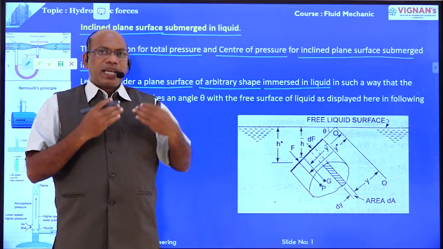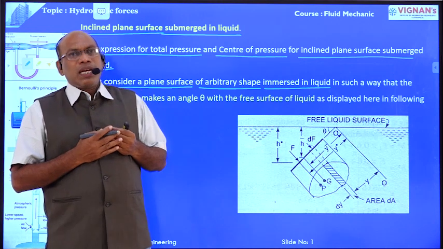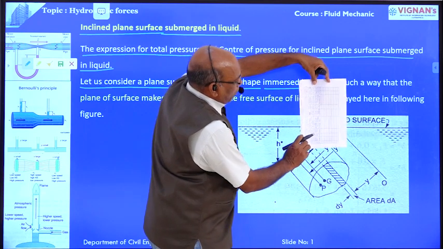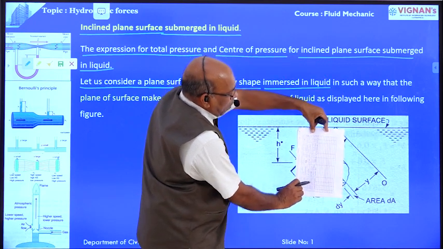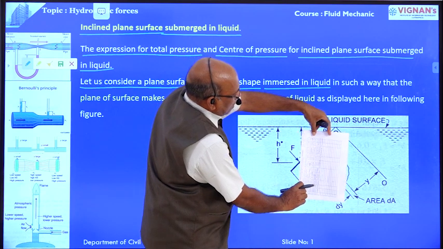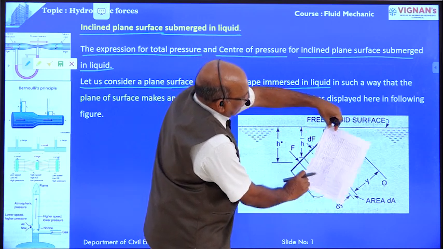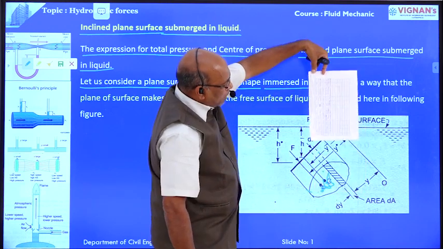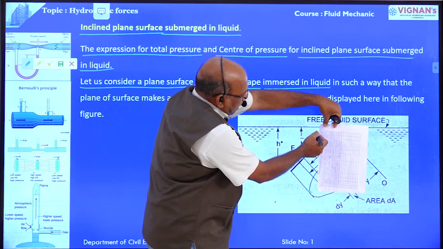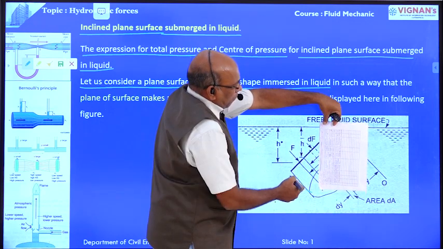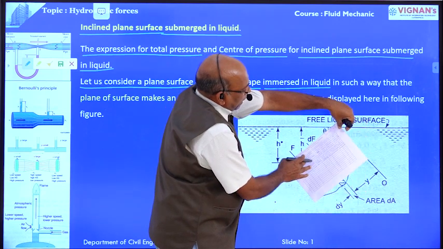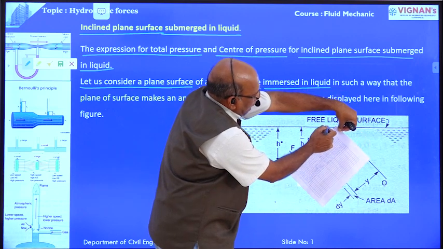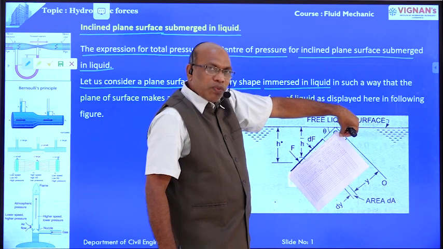Like the earlier case, the only difference is how the plane surface is submerged. Earlier the plane surface was submerged vertically, at 90 degrees with the free surface. Now instead of vertically, the plane surface is submerged at some angle theta. That is the only difference here.